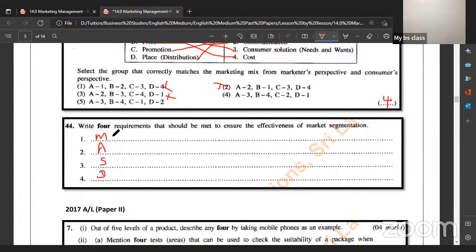You have to write, it has to be something you can measure, right? Measurability should be there. It should be something that you can access to that market.